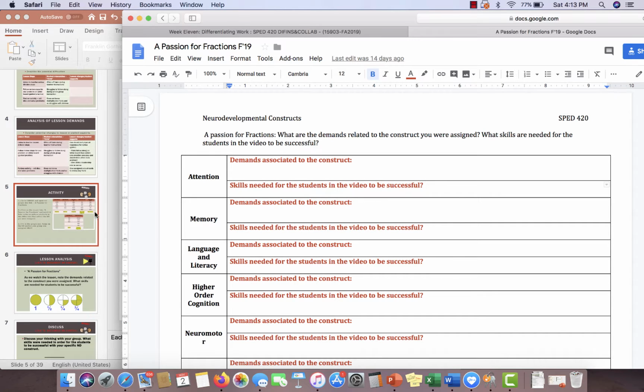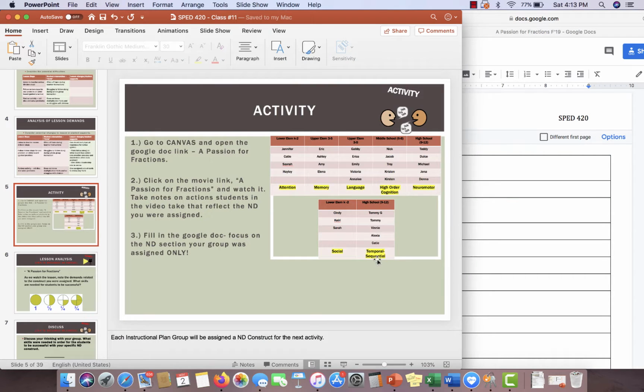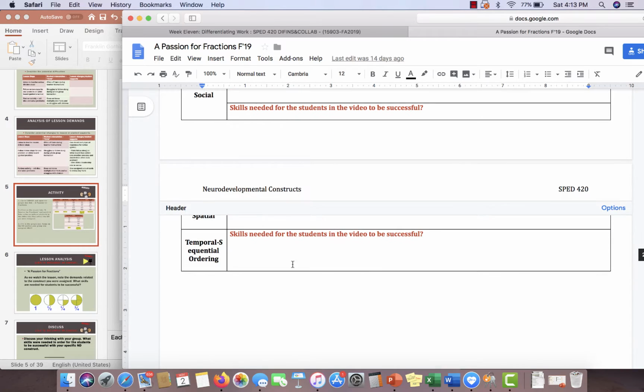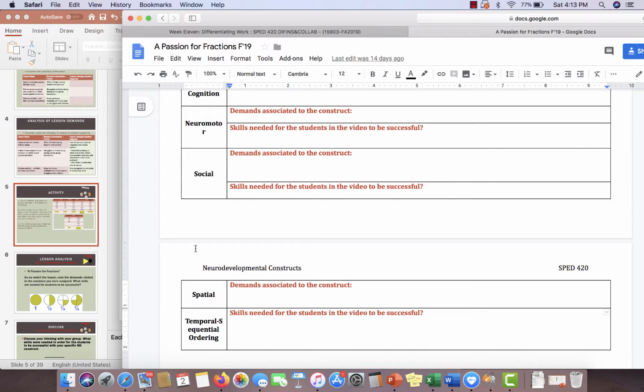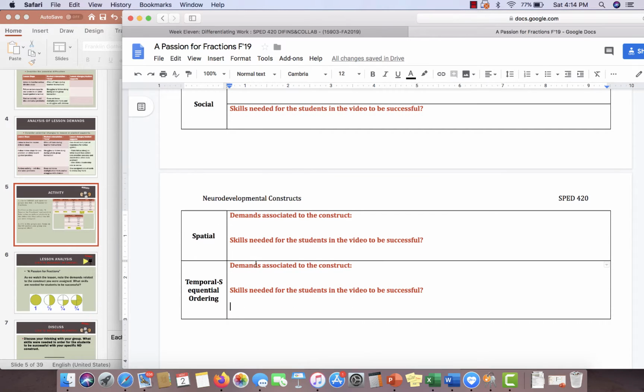So again, if you are assigned attention, you're only going to fill out this attention section. If you are assigned high school, 9 through 12, we have one group that has been assigned temporal sequential. Your group is only responsible for filling out the temporal sequential ordering. I think I just see something funky here that I will fix. Actually, let me pause this and fix that now. Okay, I went ahead and fixed it really quickly. For some reason, some of the sections were missing, but everything is good now.